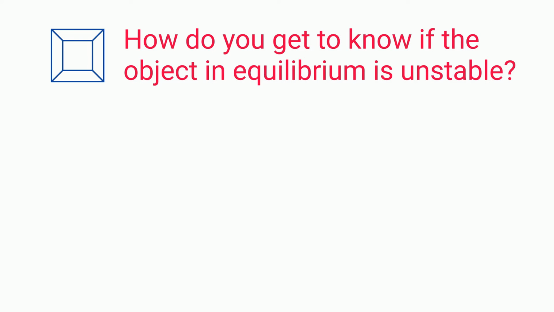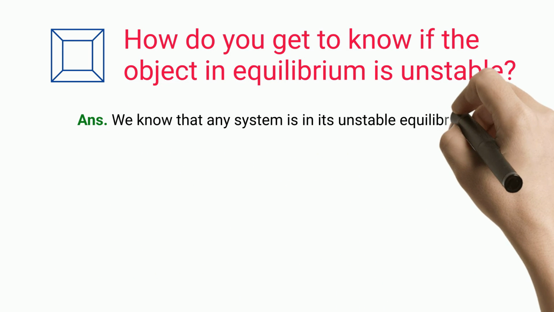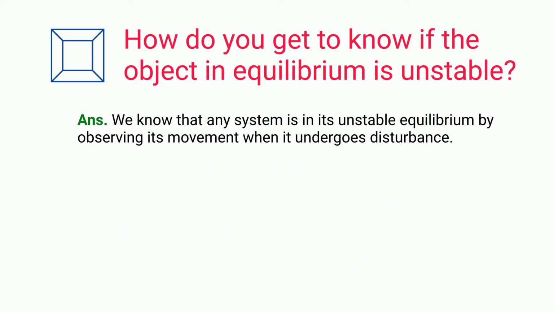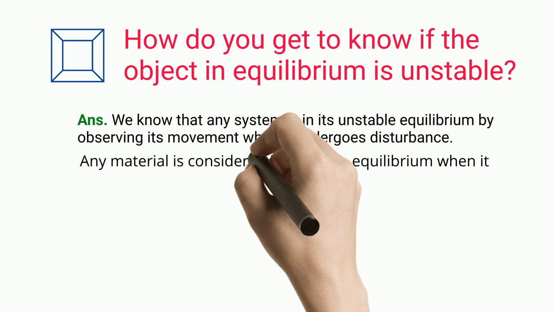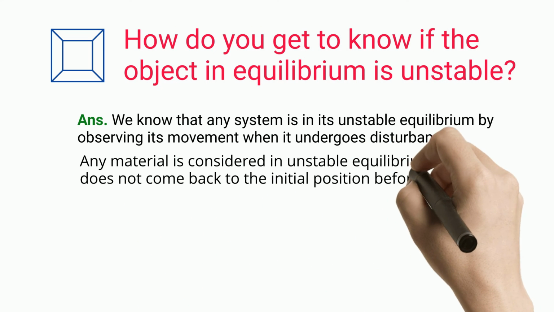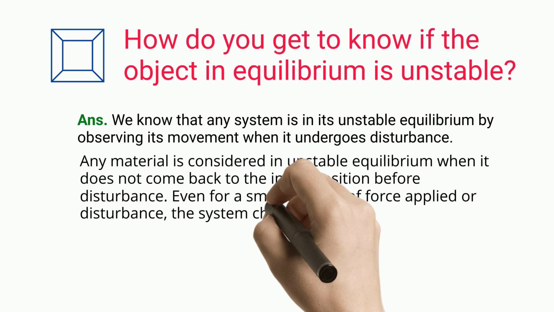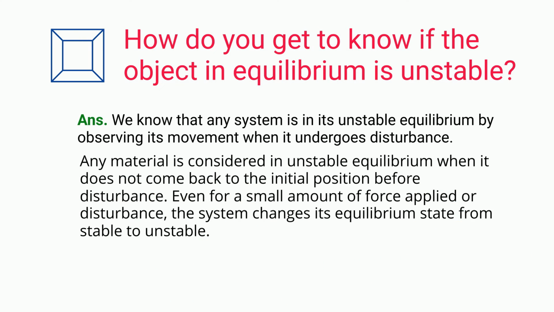How do you get to know if the object in equilibrium is unstable? We know that any system is in its unstable equilibrium by observing its movement when it undergoes disturbance. Any material is considered in unstable equilibrium when it does not come back to the initial position before disturbance. Even for a small amount of force applied or disturbance, the system changes its equilibrium state from stable to unstable.